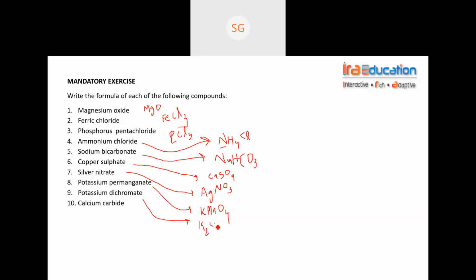K2Cr2O7. Guys, please check your answers once. If any mistakes, please correct them. Next, calcium carbide is CaC2. I think this was already explained. CaC2, yes.